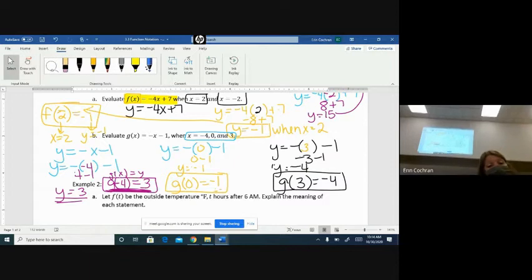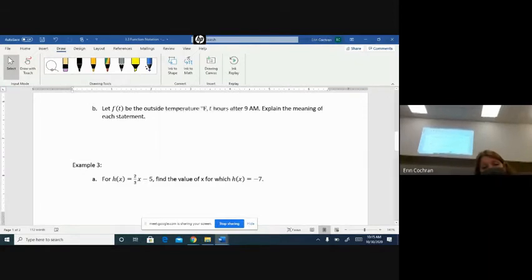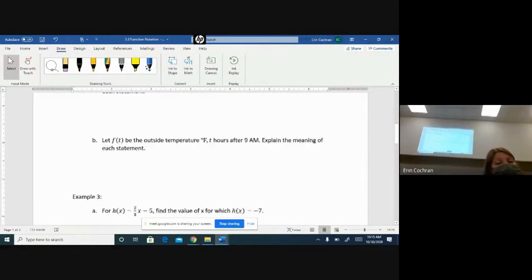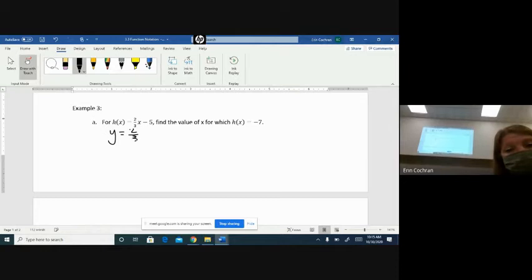Okay. I'm going to skip example 2 for a second because that's the hardest thing, okay? All right, so I'm going to skip example 2, but let's go to example 3 because it's kind of the same idea, okay? For h of x equals 2/3 x minus 5. Well, what's h of x represent? Y. So we have y equals 2/3 x minus 5. Find x for which, what's h of x mean again? Y equals negative 7.